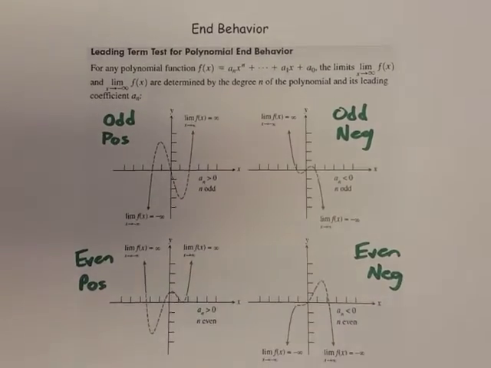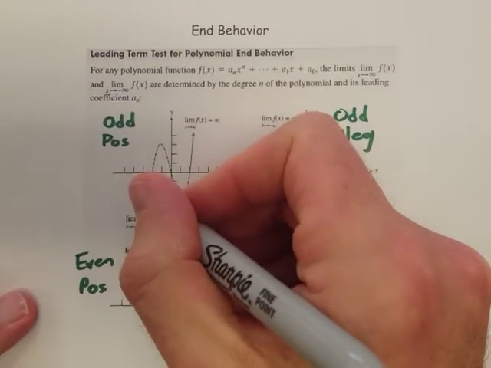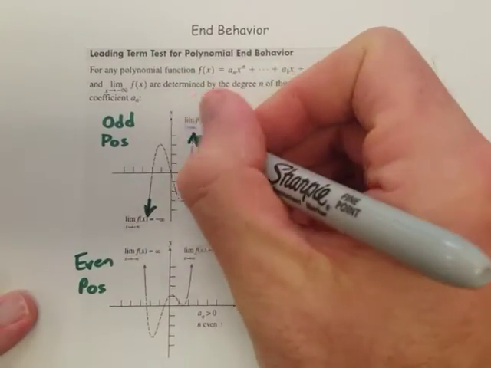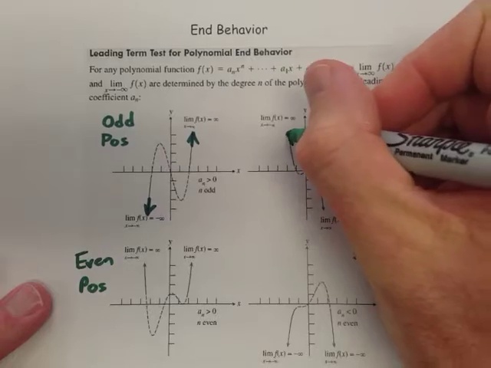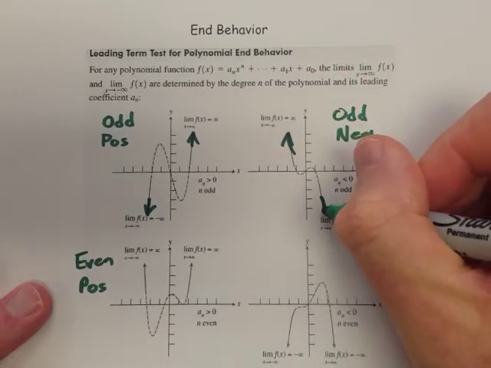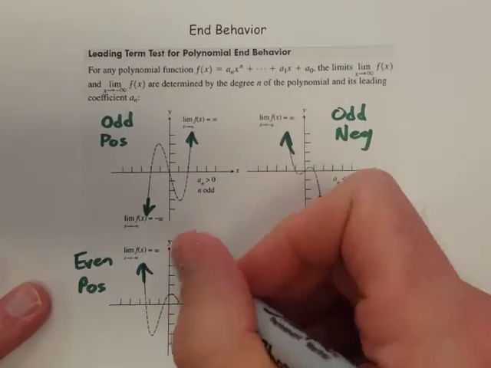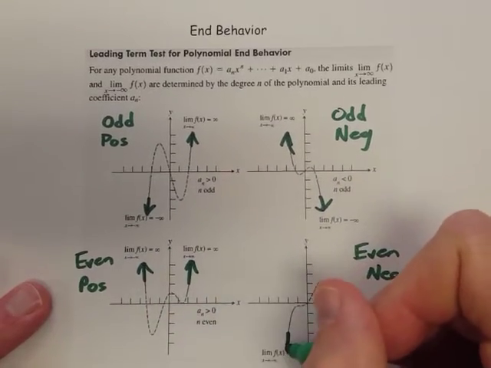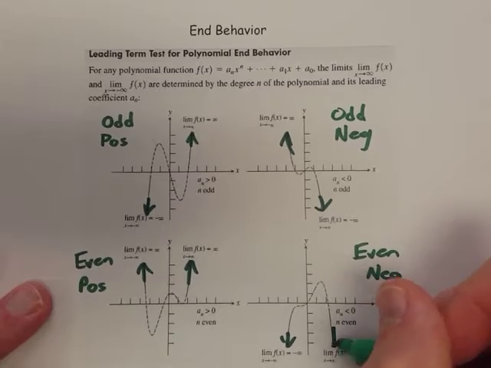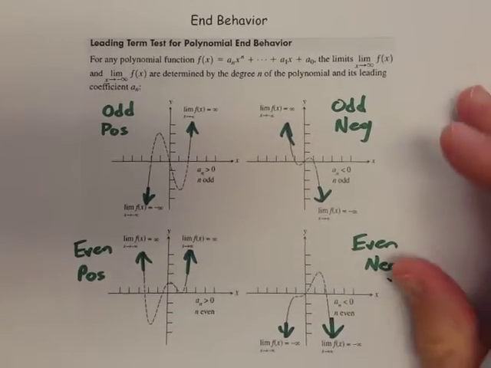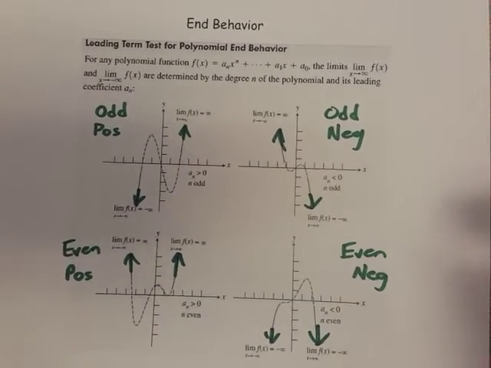So the end behavior for a polynomial has to do with what's happening on the outside of these graphs. So I'm just going to draw these arrows in to emphasize that it's what's happening on the left and the right end of this graph. It's not in the middle. We're not concerned about the middle when we talk about end behavior.